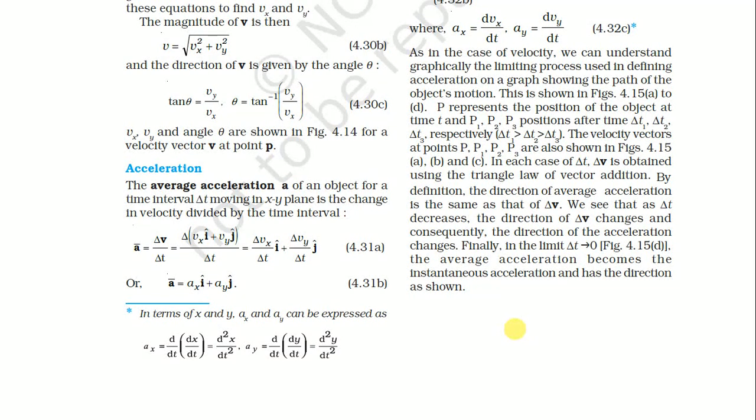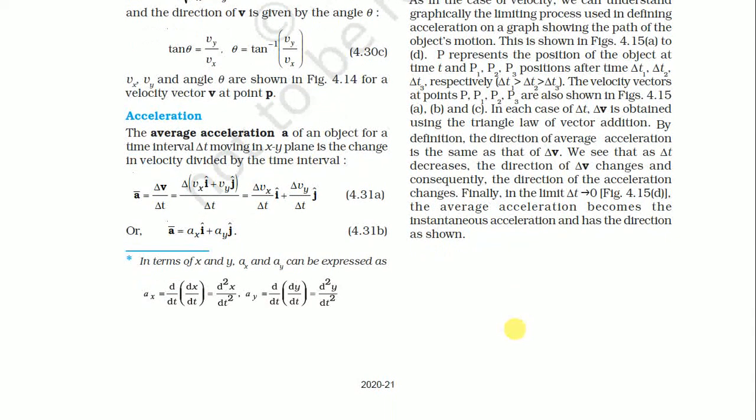We see that as delta T decreases, the direction of the velocity change will change, and consequently the direction of the acceleration changes. Finally, in the limit delta t tends to 0, the average acceleration becomes the instantaneous acceleration and has the direction shown in the figure.